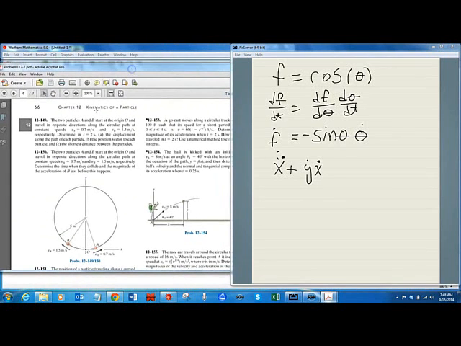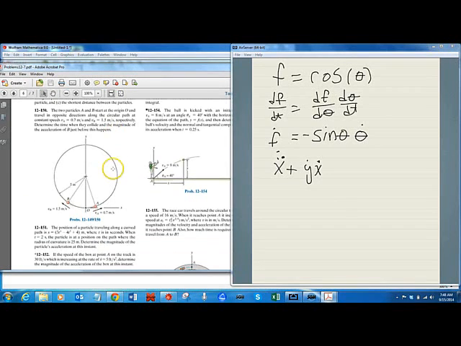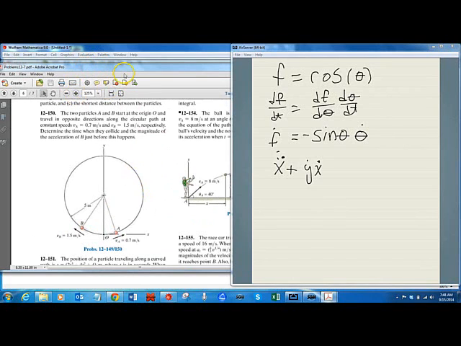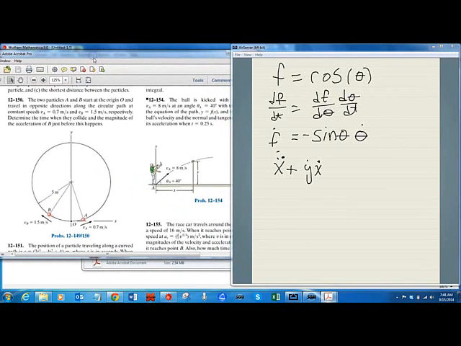Okay, 150. Two particles, A and B, start at the origin O. Is it big enough that you can see? Two particles start at the origin and travel in opposite directions along a circular path at constant speeds. Determine the time when they collide and the magnitude of the acceleration of B just before this happens. Okay. What the heck are you going to do?